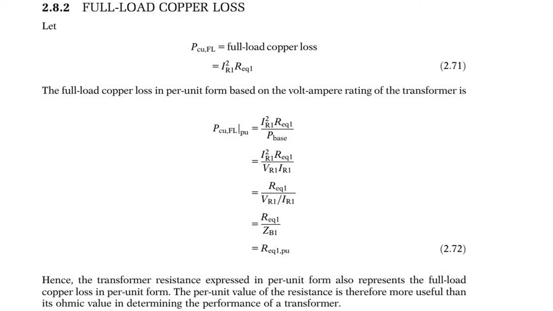R equivalent 1 divided by VB1 divided by IB1, that is R equivalent 1 divided by ZB1, is equal to R equivalent per unit. Hence, the transformer resistance expressed in per unit form also represents the full load copper losses in per unit form. The per unit value of the resistance is therefore more useful than its ohmic value in determining the performance of a transformer.